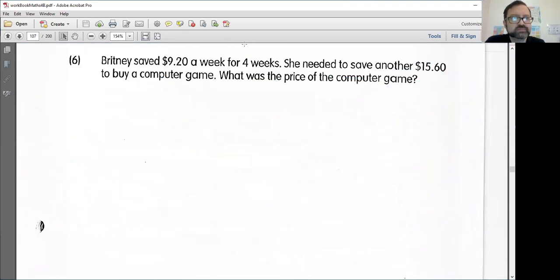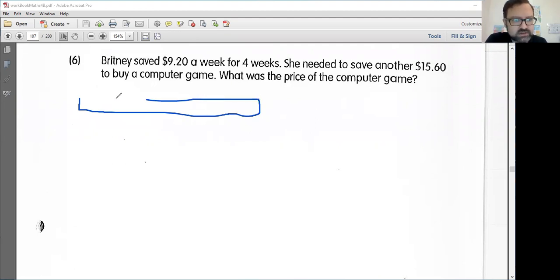Number 6. Brittany saved $9.20 a week for 4 weeks, she needed to save another $15.60 to buy a computer game. What was the price of the computer game? All right, so let's see. Here's my picture. Start with what we know. These should be equal. I'm going to mark one of them as 9.20. All right, so this is weeks 1, 2, 3, and 4. And then this, and then we have another.